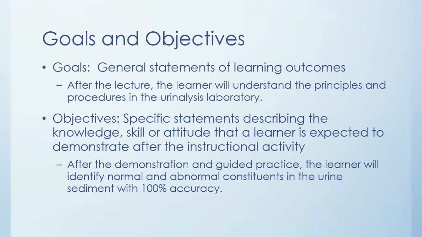Whereas objectives are specific statements describing the knowledge, skill, or attitude that a learner is expected to demonstrate after the instructional activity. So these are much more specific. For example, the one written below is: after the demonstration and guided practice, that's the learning activity, the learner will identify normal and abnormal constituents in the urine sediment with 100% accuracy. So the objective is that the learner will identify normal and abnormal constituents in the urine sediment, and then it has conditions such as with 100% accuracy. We're going to go into how to write good objectives in this lecture.